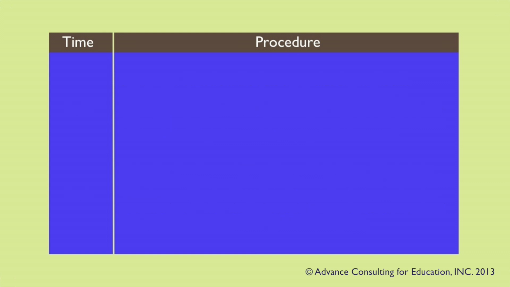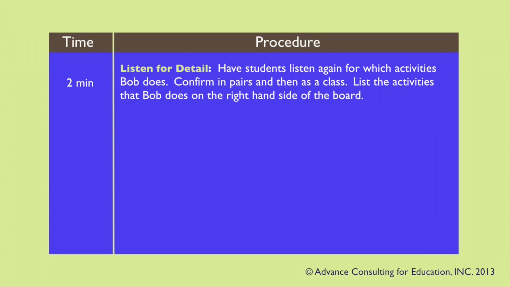The next step has students listen for detail. So they're going to listen to the dialogue again and ask specifically for the activities that the speaker, who we'll call Bob, does. Then confirm their answers in pairs and then as a class. Finally, list the activities that Bob does on the right-hand side of your whiteboard or your blackboard.